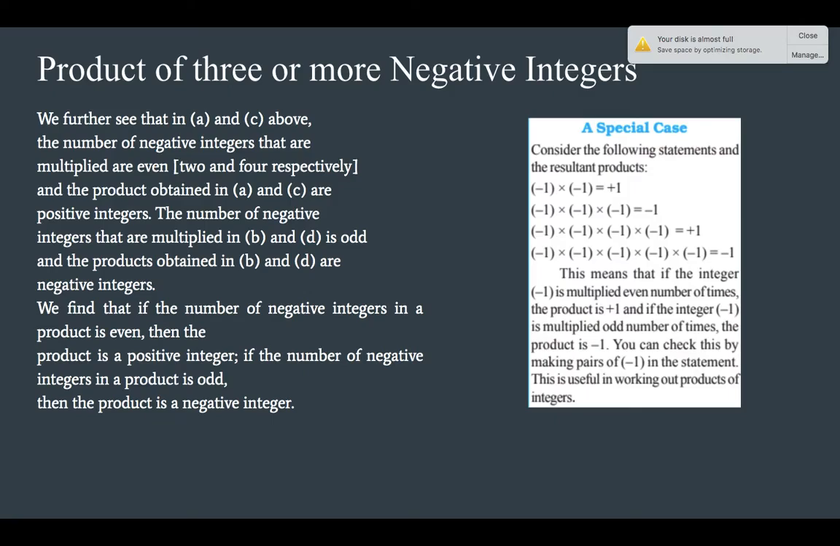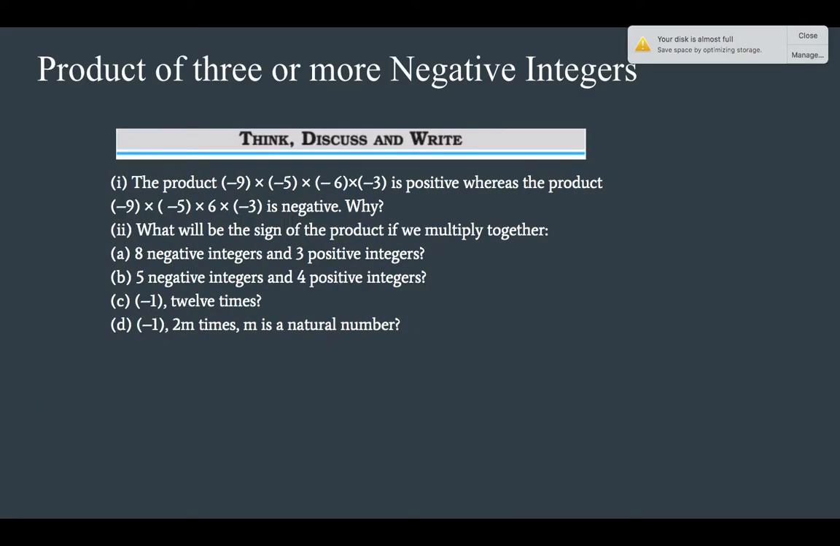So moving further, think, discuss and write. The product of minus 9, minus 5, minus 6, minus 3 is positive, whereas the product of this is negative. Why? Because as we said, if you take an even number of negative integers, you get a positive result in the end. But if you have an odd number of negative integers, what do you get? A negative integer in the end.